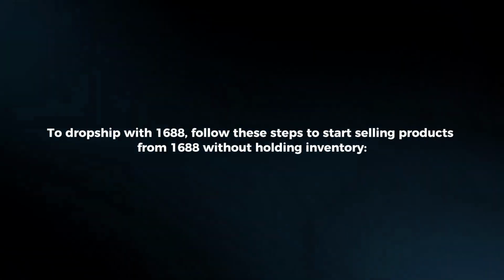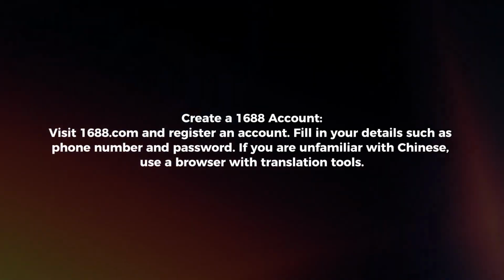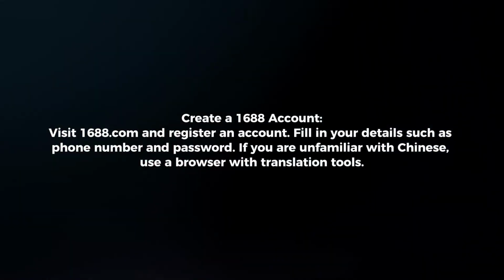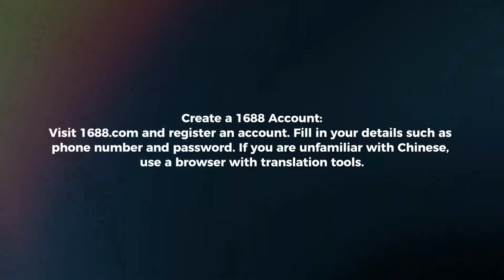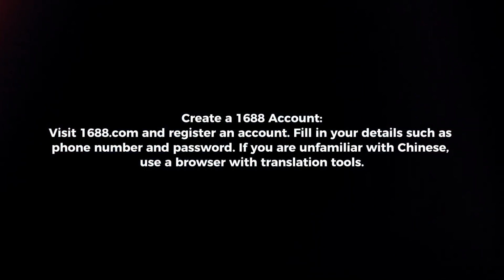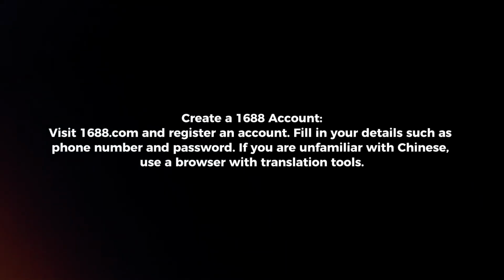Dropship with 1688. Follow these steps to start selling products from 1688 without holding inventory. Create a 1688 account. Visit 1688.com and register an account. Fill in your details such as phone number and password. If you are unfamiliar with Chinese, use a browser with translation tools.